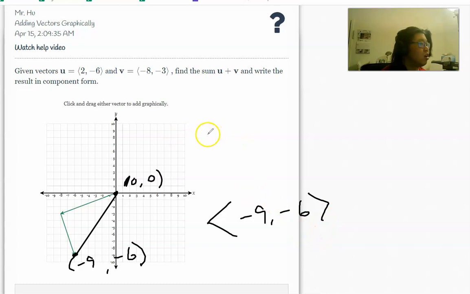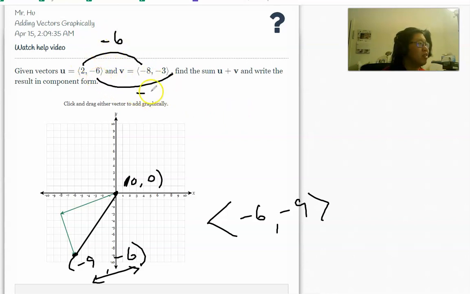If I take our 2, -6, and -8, -3. Oh, sorry, I reversed these. This should be our x, and this should be our y. So I should actually move these around. I knew something was off. That didn't match up with what I was thinking. There we go. That's a little better. So if we add up our components from the actual problem itself, we have 2 and -8. That makes -6. We have -6 and -3. That makes -9. You should see that these all match up.